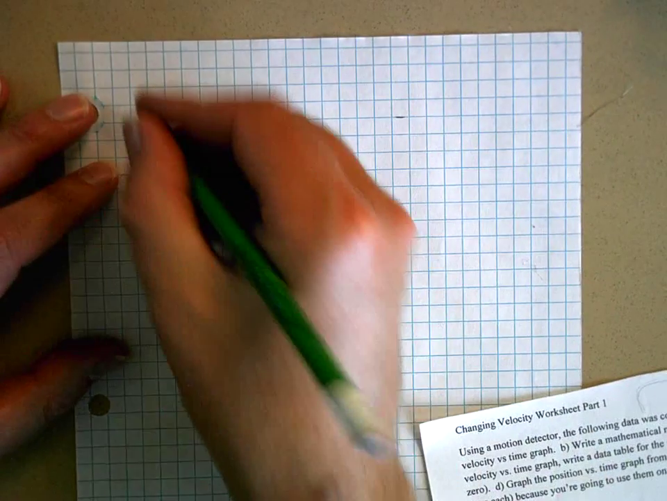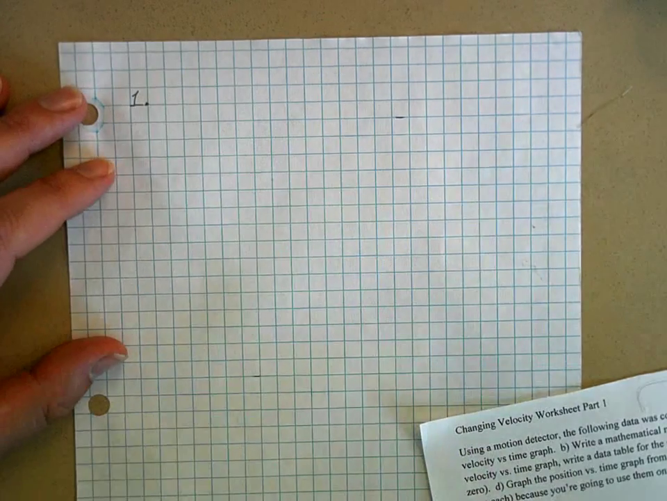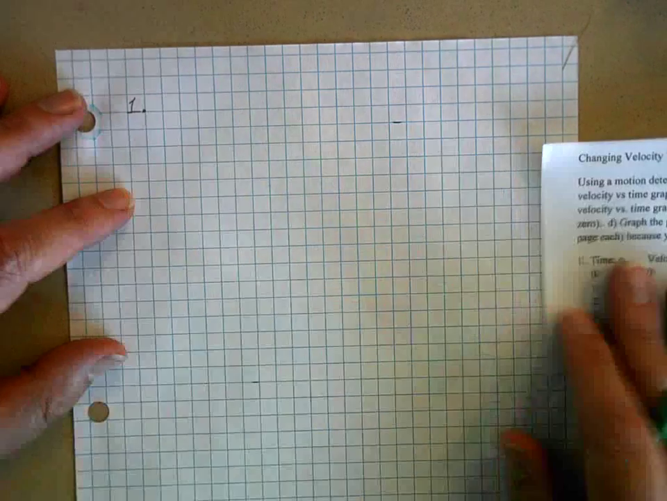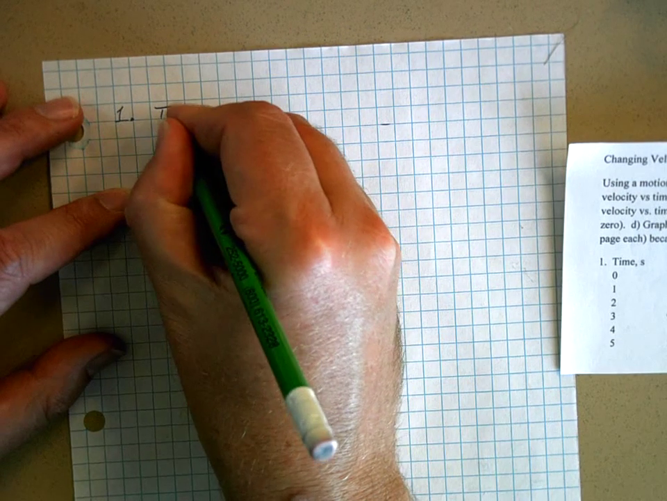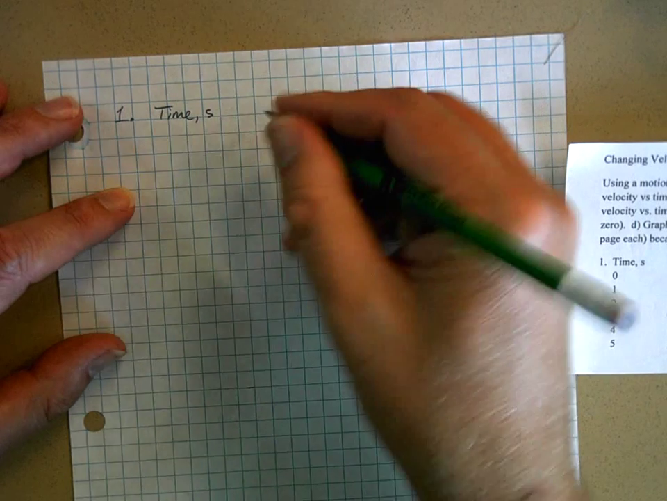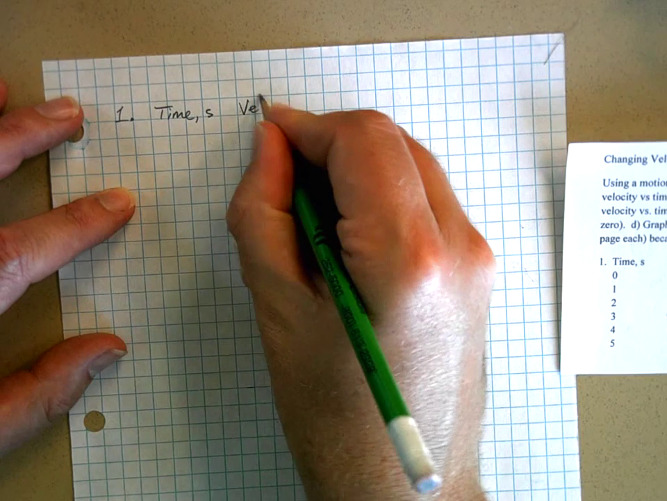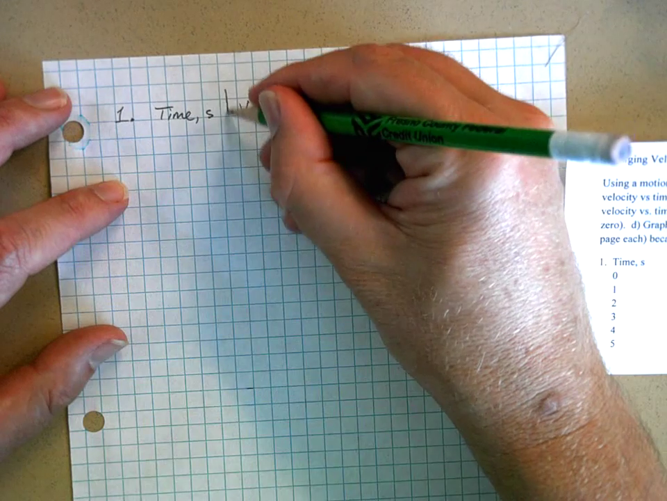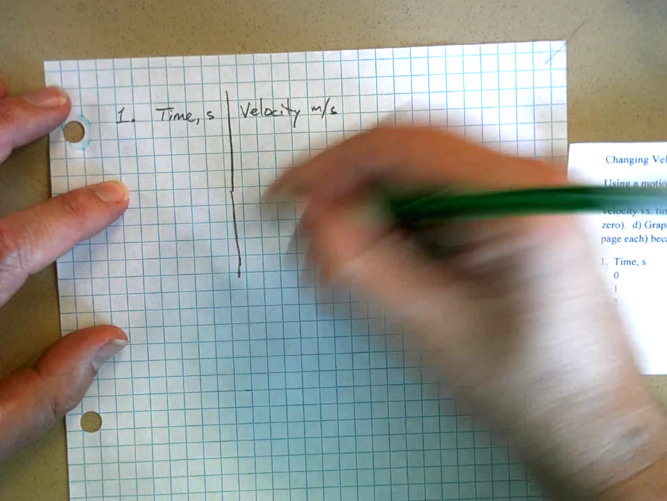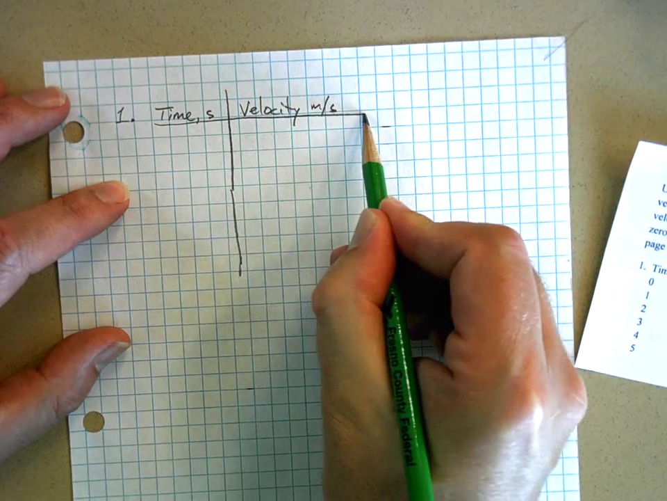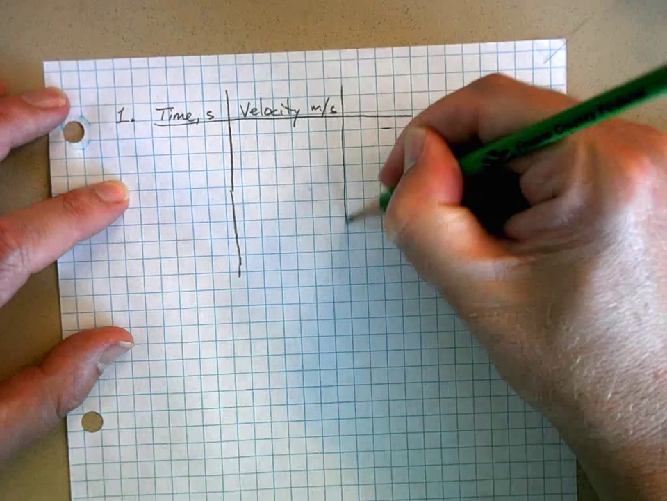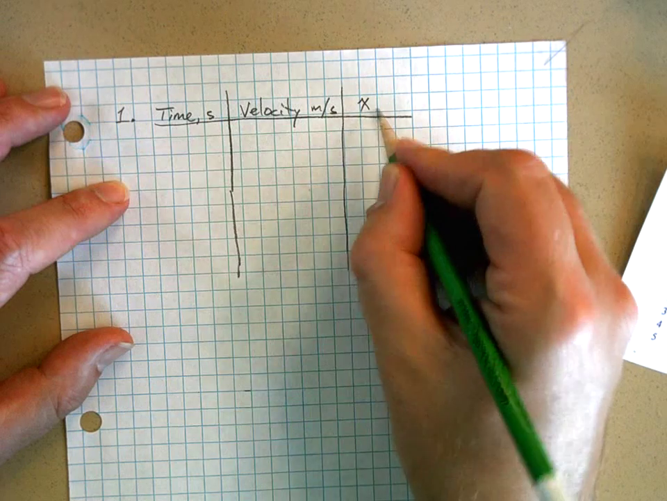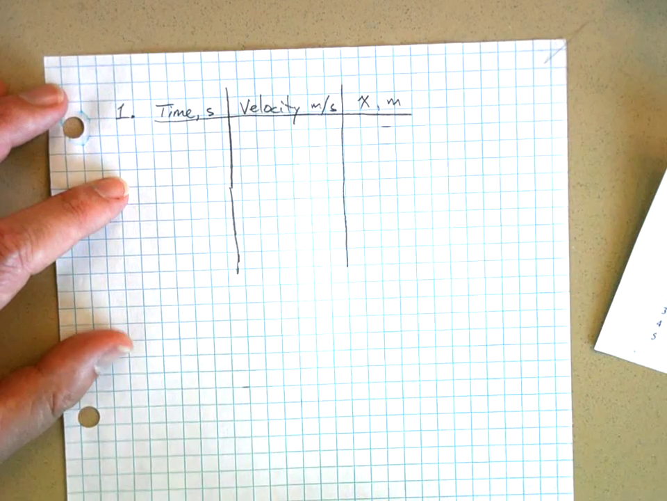So number 1. First thing I want you to do is write down what's given. And here's our time in seconds and velocity in meters per second. And I'm going to make another column over here, and this is going to be for x in meters. Now that's later on when we actually make some calculations.